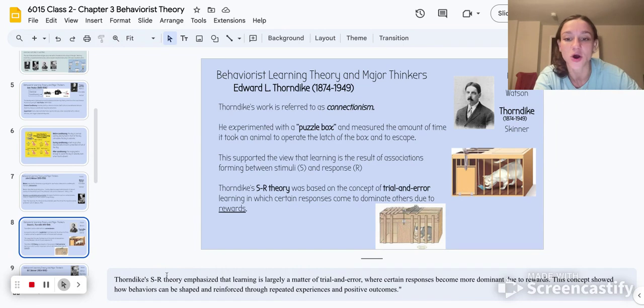So his SR, which is the stimulus-response theory, emphasized that learning is largely a matter of trial and error, and that's an important word here that I bolded that resonates with Thorndike, trial and error, where certain responses become more dominant due to certain rewards. The concept showed how behaviors can be shaped and reinforced through repeated experiences and positive outcomes.